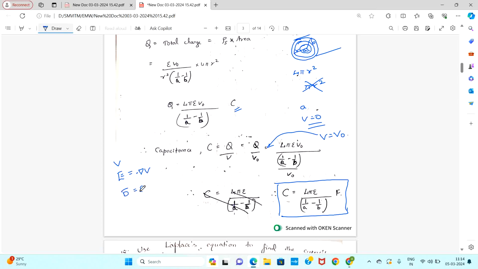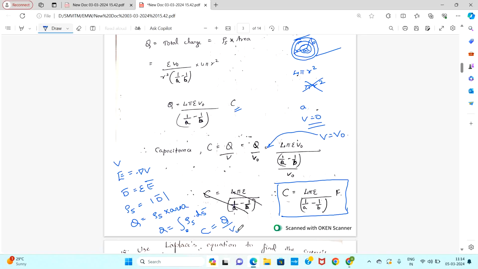From E you find D, which is epsilon E, and then rho s, which will be the magnitude of this, and then charge, which will be rho s into area if it is discrete in nature. If it is continuous, then it is surface integration of rho s dot ds. Okay. And then finally, your capacitance value will be charge divided by the voltage, from the initial condition, the boundary condition, whatever is given.